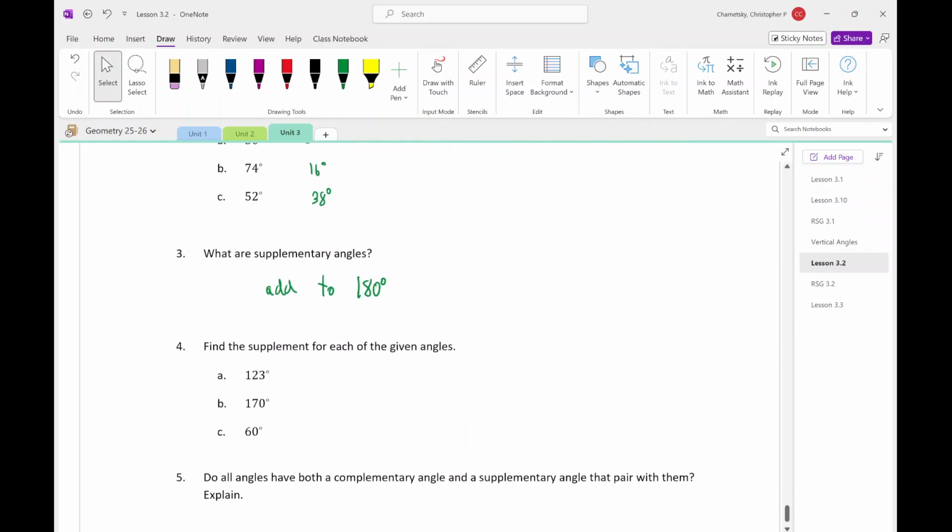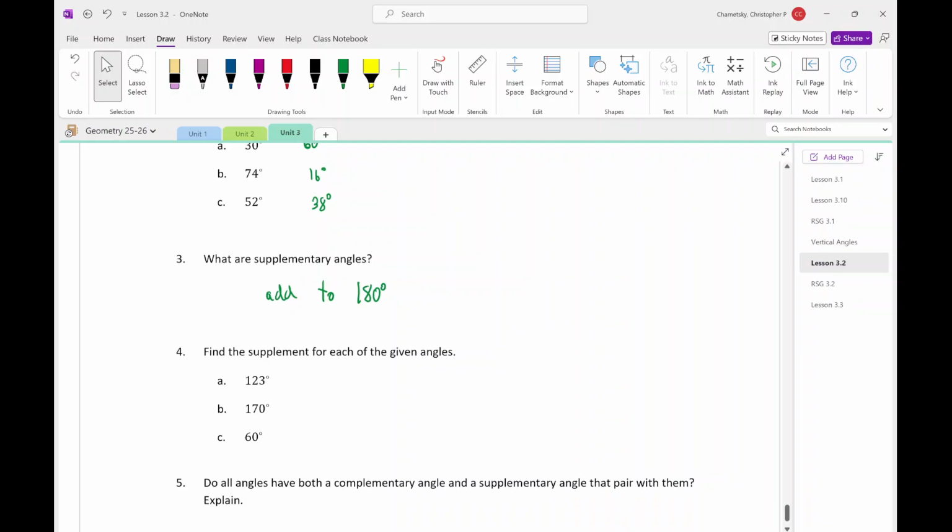The supplement. Well, the supplement needs to add to 180 degrees. So for 123, that would be 57 degrees. 170, that would be 10 degrees. And for 60, it would be 120 degrees.